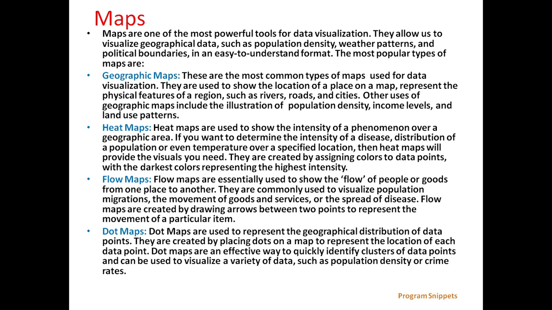Then dot map. Dot maps are used to represent the geographical distribution of data points. They are created by placing dots on a map to represent the location of each data point. Dot maps are an effective way to quickly identify clusters of data points and can be used to visualize a variety of data such as population density or crime rates.